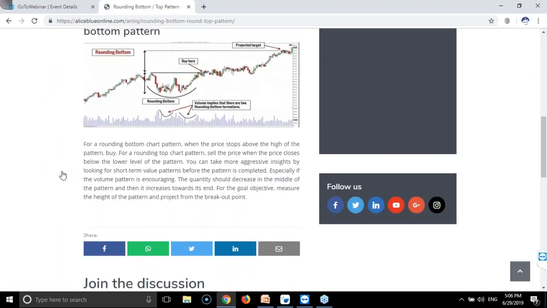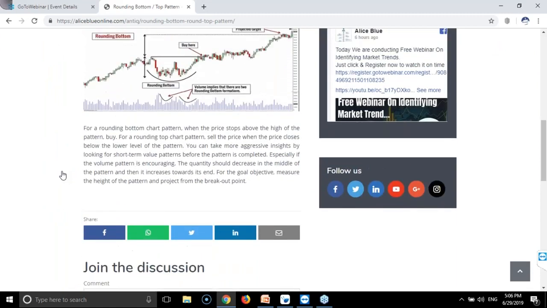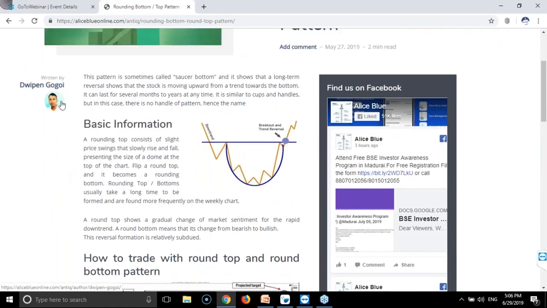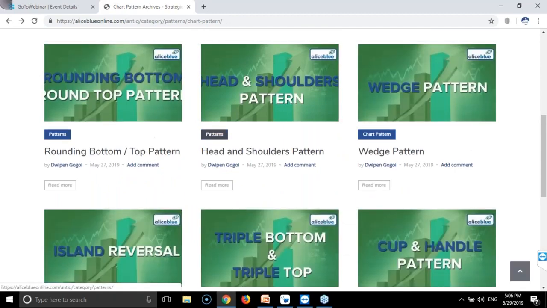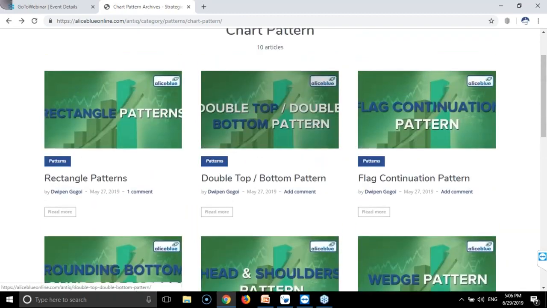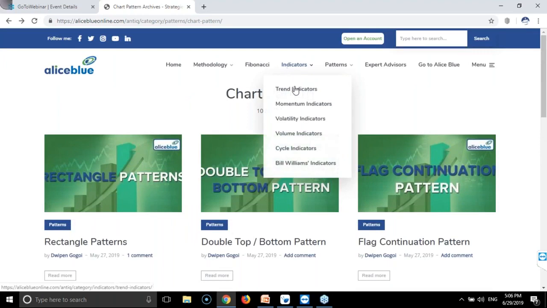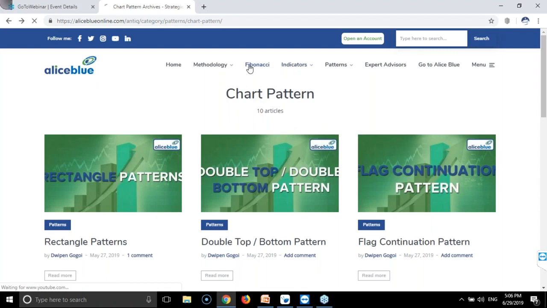I'm writing everything: risk management, money management, buy entry, sell entry, right? Like that, candlestick pattern. And you can go for Fibonacci. So every indicator, the trend indicator, you just visit there and read, the momentum indicator, volume indicator, volatility indicator, cycle indicator, or you just go to Fibonacci.